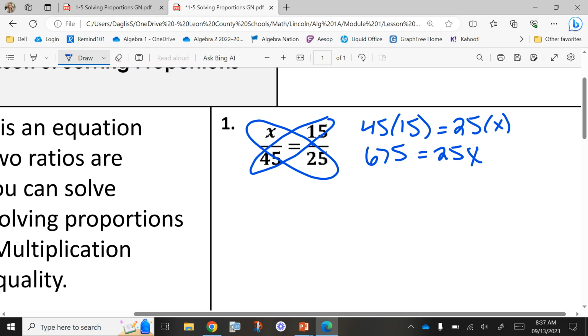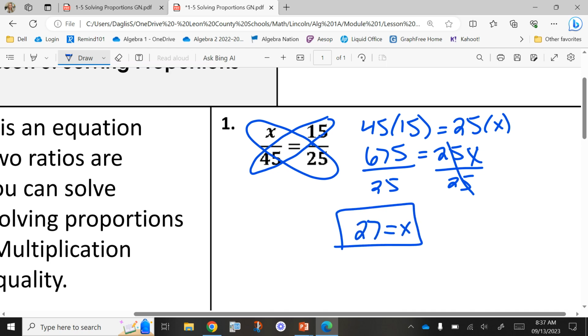What am I going to do to get rid of the 25 that's attached to my x right here? Divide. So what is 675 divided by 25? 27 equals x. Okay? And we can always test this, right? How could you test it? You could plug it back in.